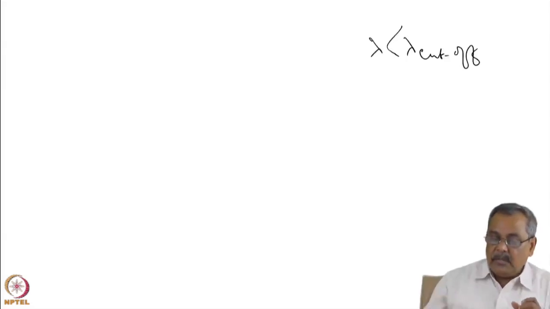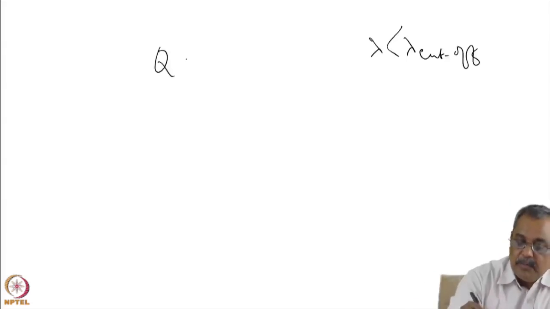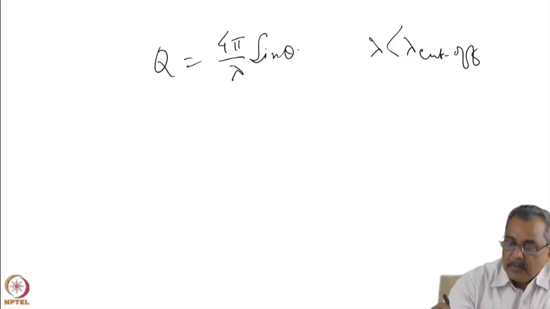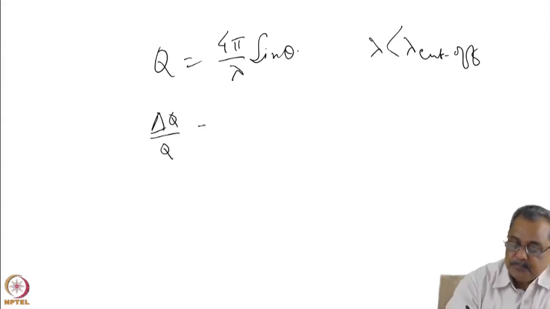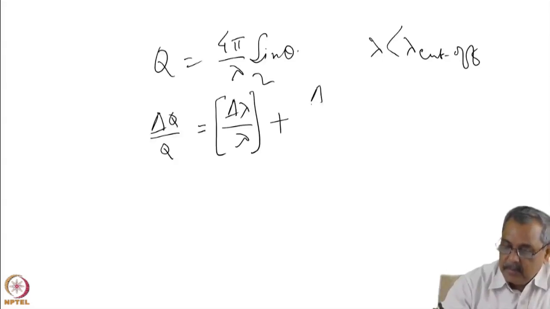Now, in small angle neutron scattering, we know that Q is equal to, let me just quickly mention this to you, 4 pi by lambda sin theta. So you can work out that delta Q by Q squared will be equal to delta lambda by lambda squared plus delta theta by theta squared.